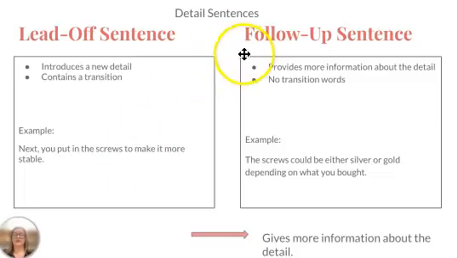Then the follow-up sentence provides more information about the detail, but it's not going to have a transition word because you don't need one. You're still talking about that same detail. Here's an example. The screws could be either silver or gold, depending on what you bought. So it's still talking about the screws, but it doesn't have that transition word.